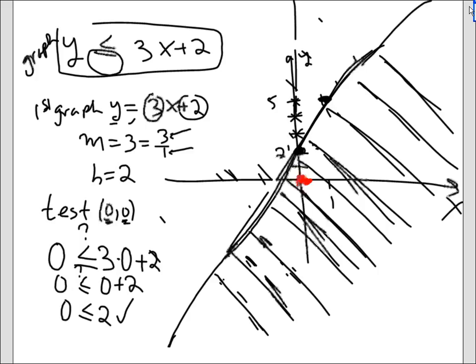Everything on the line and below. So you draw the line and then you shade in 1/2 of that line, either above or below. And you decide by picking a test point.